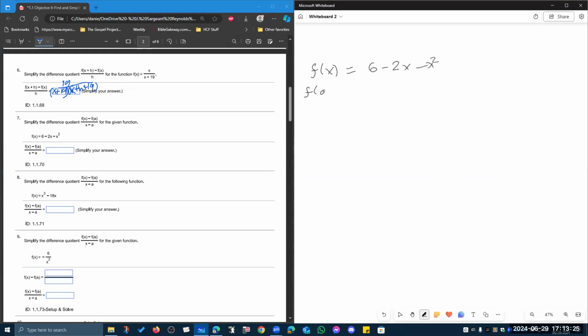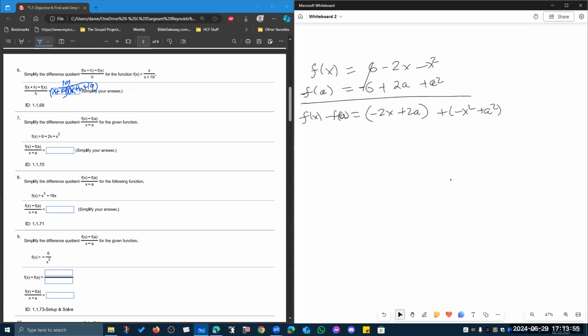F of a is going to be 6 minus 2a minus a squared. When I subtract this, change all my signs here. So I get f of x minus f of a is equal to negative 2x plus 2a plus negative x squared plus a squared, like that.